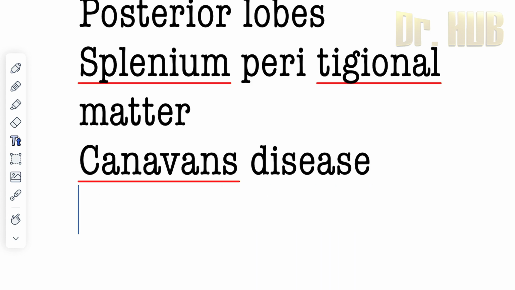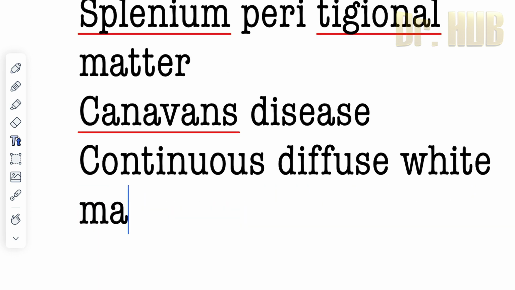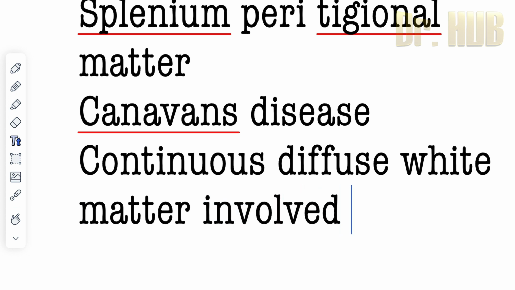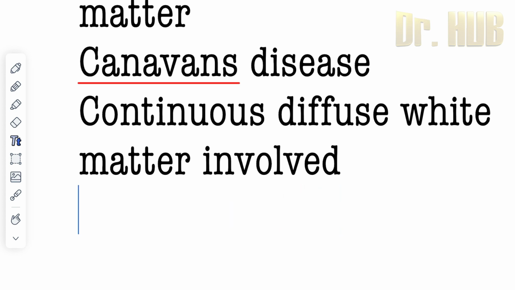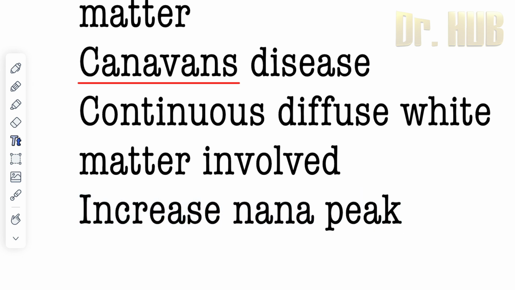So here in the Canavan's disease, it is nothing but a continuous diffuse white matter involvement. So the continuous and diffuse white matter is involved, and this shows an increased NAA peak, which is also observed.